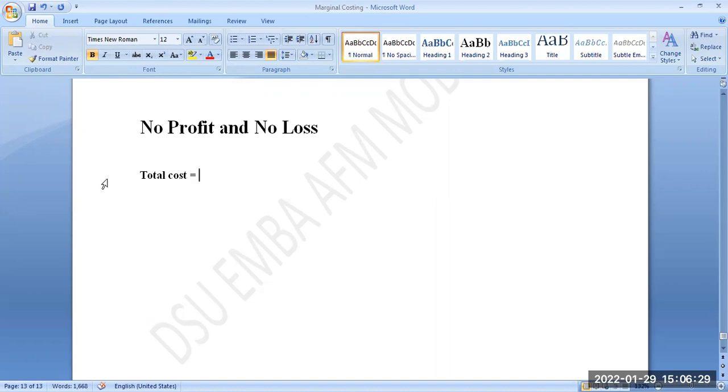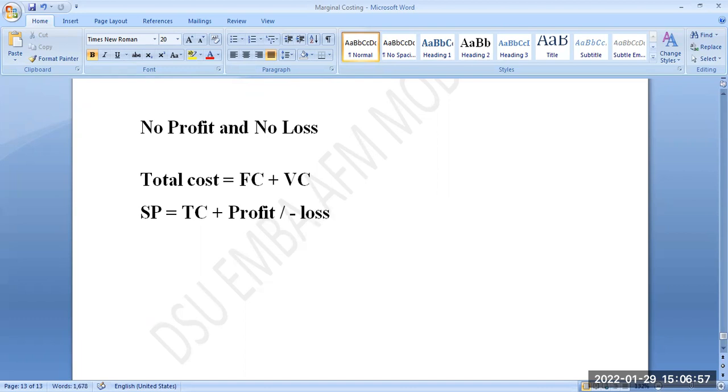Okay, that's one point. Now we discussed the cost classification. So total cost will be equal to what? According to our classification, total cost equals fixed cost plus variable cost. Selling price will be equal to total cost plus profit, or minus loss. Total cost minus loss can be sales, or total cost plus profit can be sales.